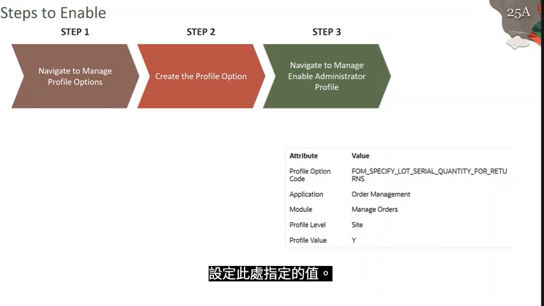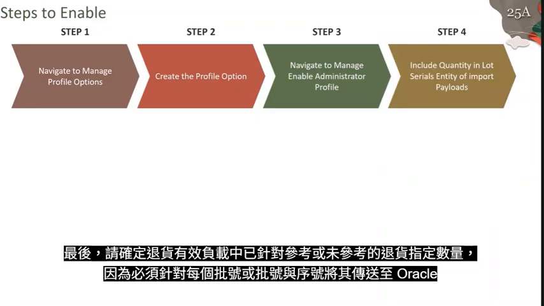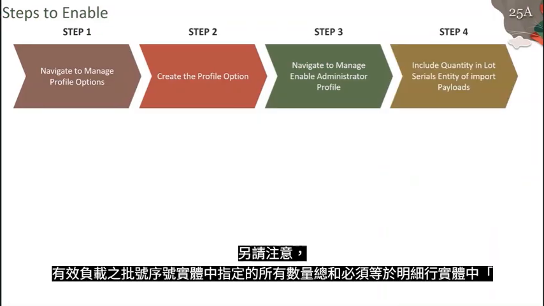Now it's time for some tips and considerations. The feature is only useful if you specify lots or lots and serial numbers on return orders. Hence, if you enable the profile option, the quantity for lots and serials must be specified, even if they are in sequence when you return if included on the sales order.